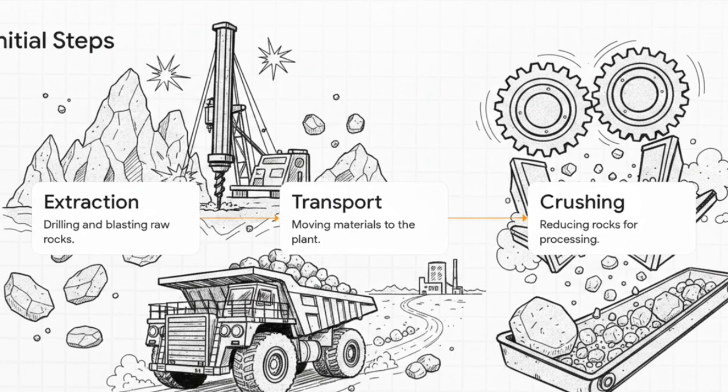Next comes Step 2, transportation. Massive, and I mean massive trucks, move these raw, jagged materials out of the quarry and over to the cement plant. And once they arrive, well, we hit Step 3, which is crushing. These giant boulders are fed into industrial crushers that rapidly reduce the huge rocks into smaller, way more handleable pieces, because otherwise, they couldn't actually be processed in the plant.